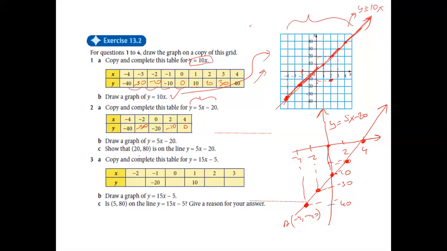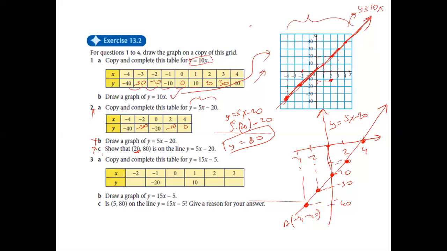Okay, how can I show it? If you put 20 in the place of x, you will get 80. If you get 80, there is no problem. You will show it on the grid, but if they are not equal to each other, you cannot show it on the line. So let's show it. If y is equal to 5x minus 20, and the value of x is 20, then 20 times 5 minus 20, so y must be positive 80. Okay, so C is also done, and B and A.